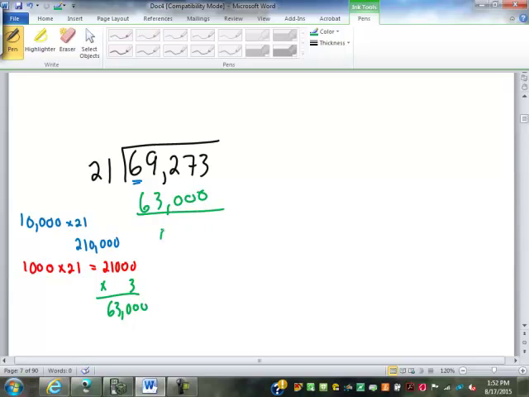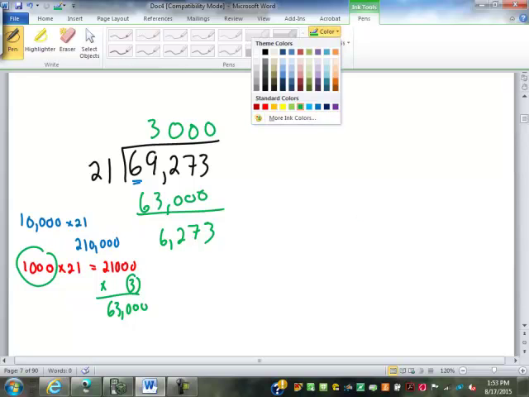That would leave me with 6,273. So what I really did was subtract 21,000 3 times. What I really did was subtract 1,000 21s 3 times, or I just subtracted 3,000 21s. Does that make sense? So what's my next place value?